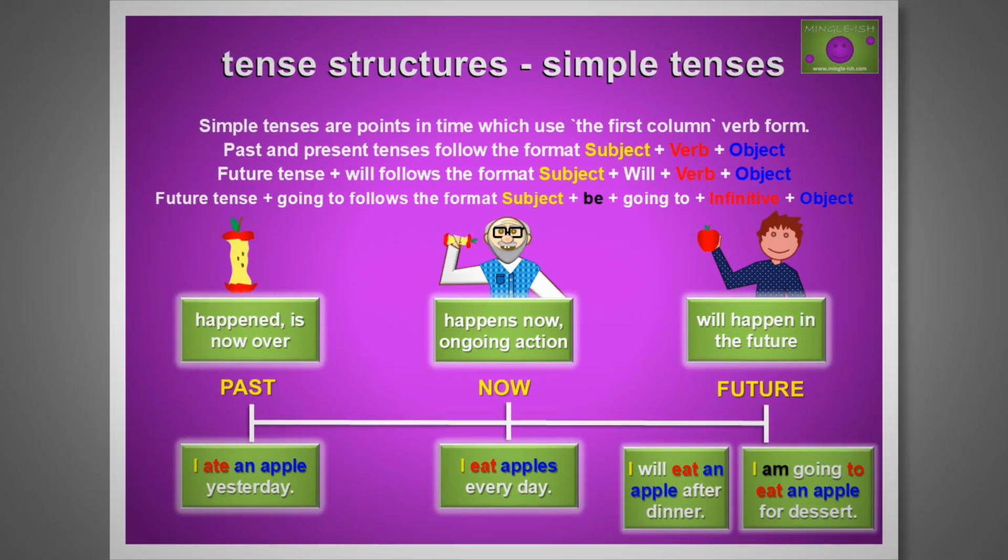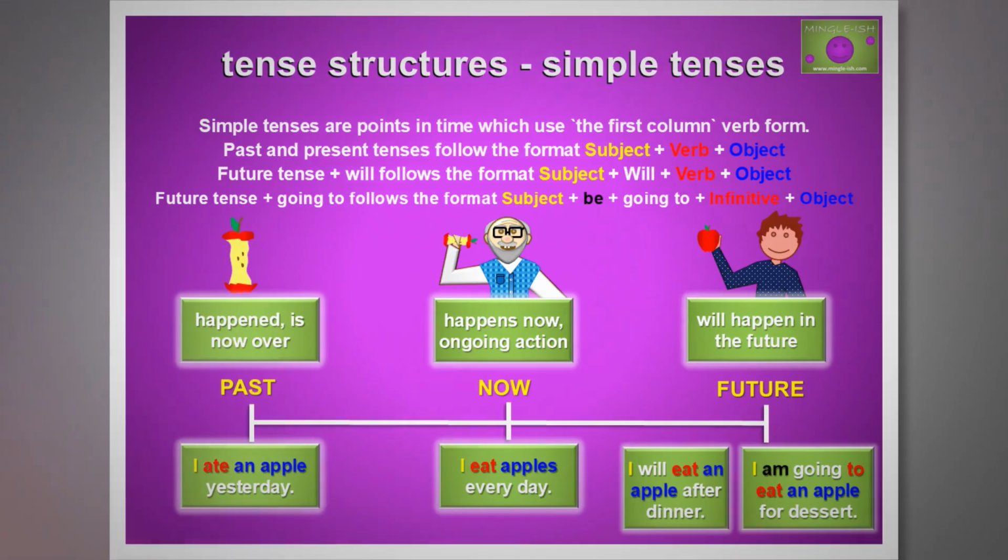Simple tenses are points in time which use the first column verb form. Past and present tenses follow the format subject plus verb plus object. Future tense plus will follows the format subject plus will plus verb plus object. Future tense plus going to follows the format subject plus be plus going to plus infinitive plus object.